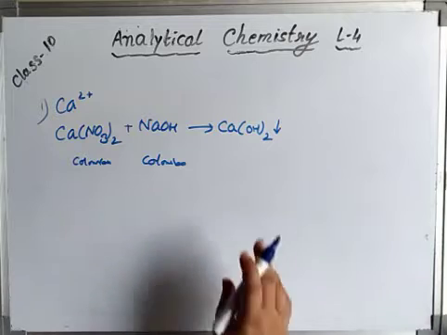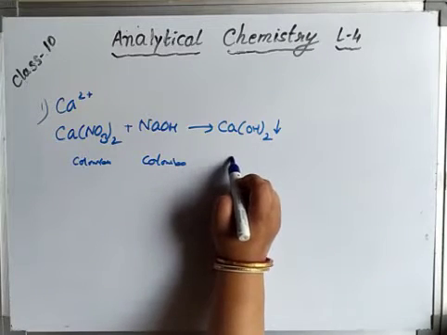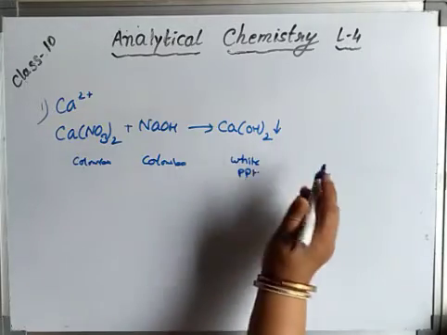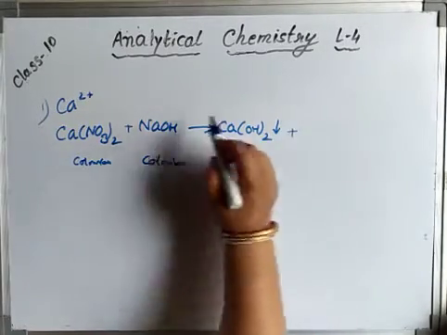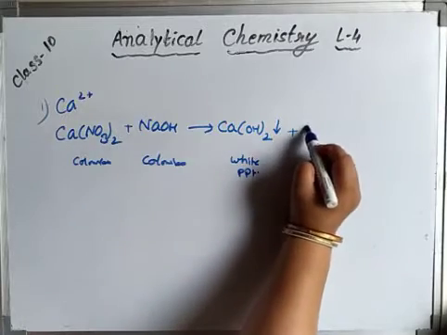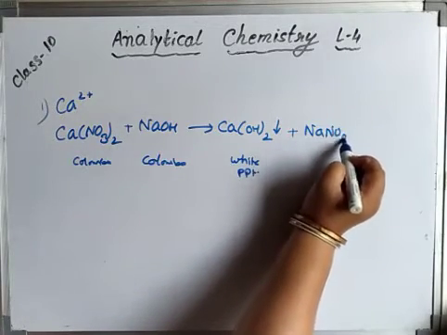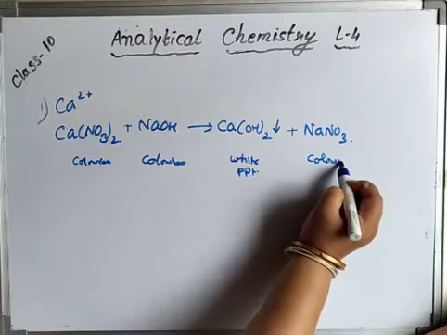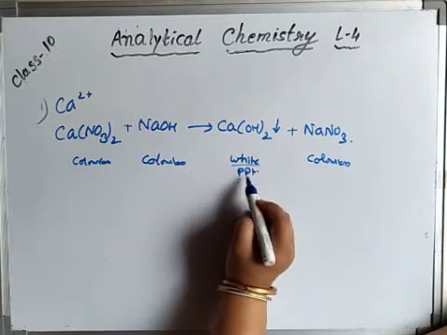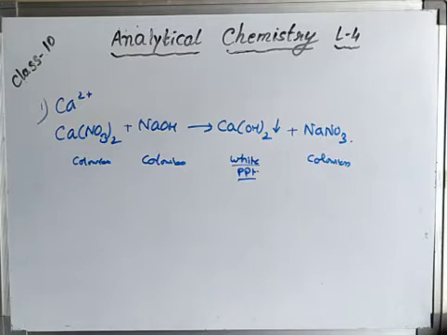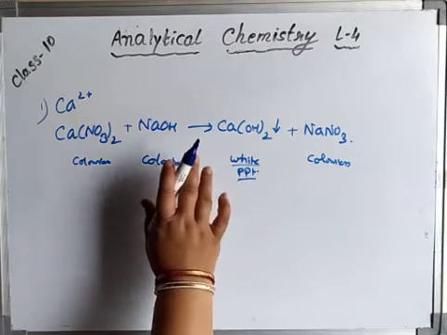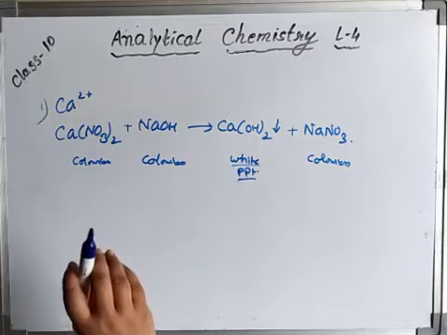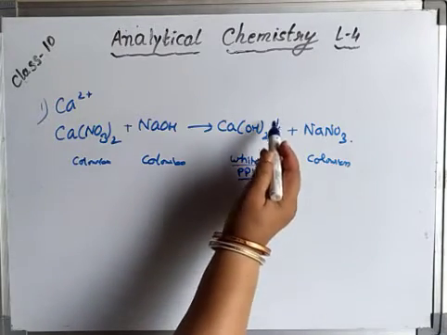Now, as calcium is a representative element, this precipitate will be white. Plus, what is the other salt formed? Sodium nitrate, NaNO3, and it is also a colorless solution. So, what color do we get in the precipitate? It is a white PPT because calcium is a representative element. When we add in a dropwise manner, the precipitate forms.